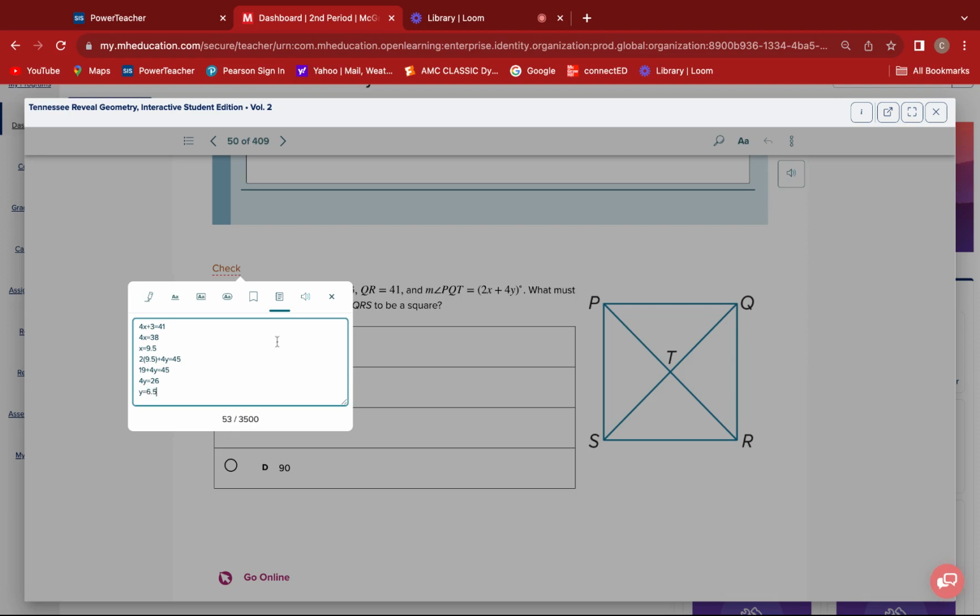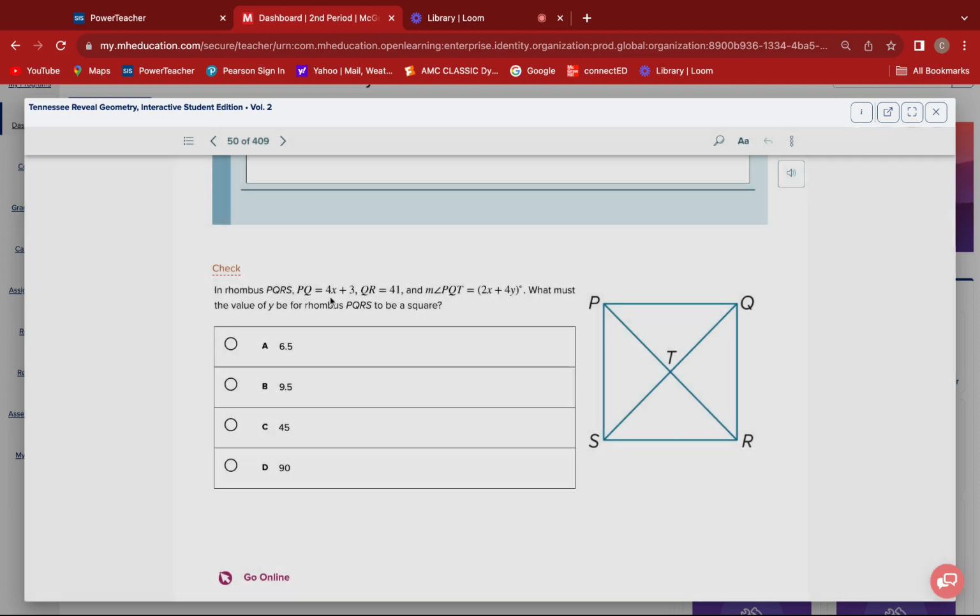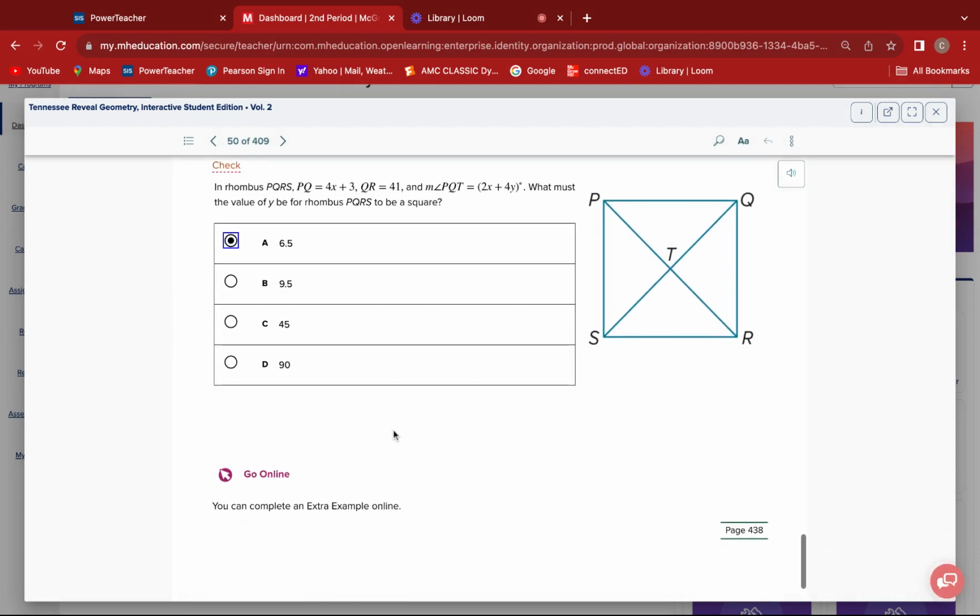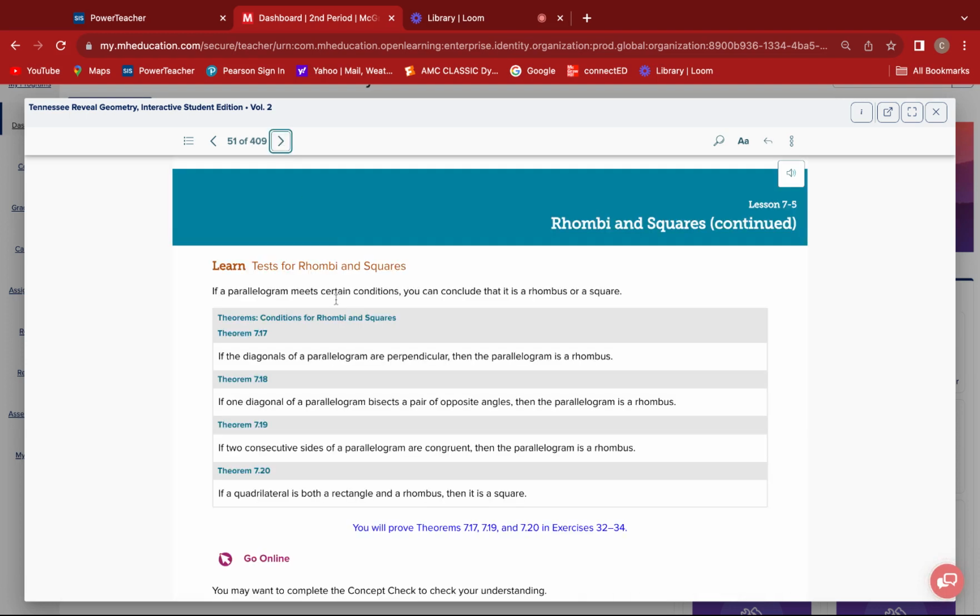If I can type it in correctly this time. So y is 6.5. All right, fantastic, you guys. That is 438, the check. And we're going to move on to the next page, page 439.